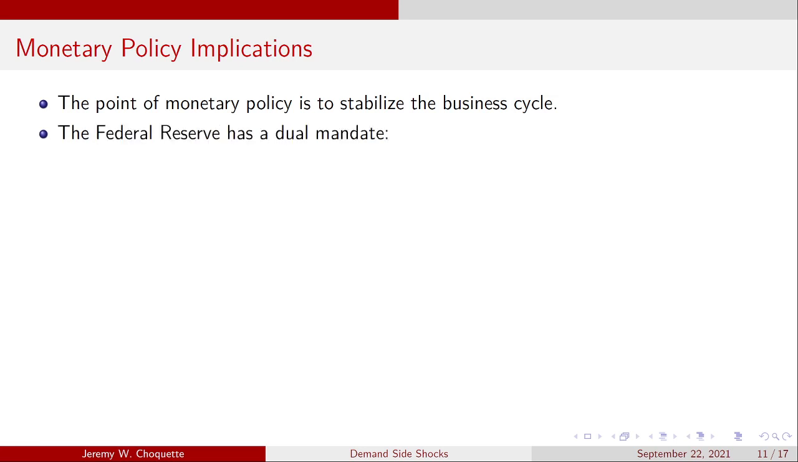Now, the Federal Reserve has what's known as a dual mandate. You might have heard of this before, probably in my lectures already, but I'll explain it a little bit more. We can explain it in the context of this model. The dual mandate is to have stable inflation and maximum employment.